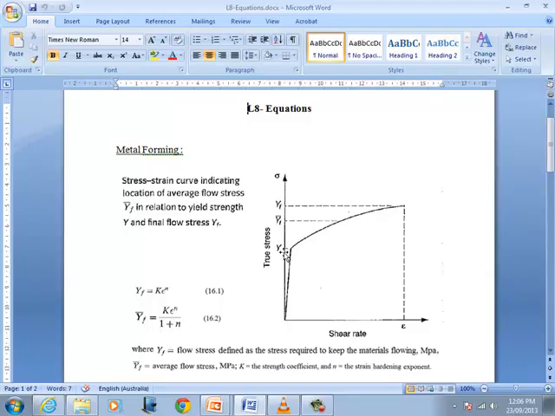What do we do? We compute the offset, 0.002 indeed, and then draw a line that is parallel to the elastic region. Wherever there is an intersection between this line and the curve, that is considered as Y. That's the way we do it. Remember that offset? Some of us don't. Anyway, if we don't know the magnitude of Y but we've got the curve, we've got to consider an offset.